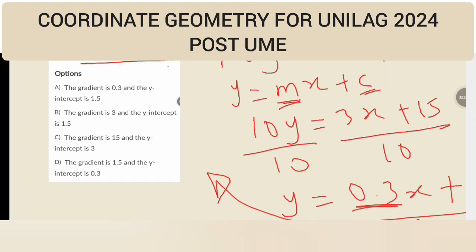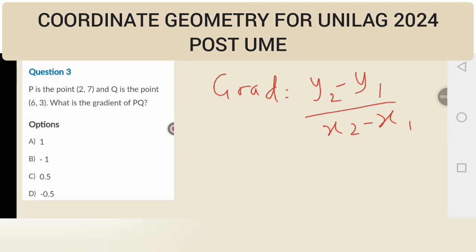So gradient is 0.3, intercept is 1.5. So this is it here. Gradient is 0.3 and the intercept is 1.5. So the answer is option A. Okay, so let's take the next one. So move right to the third question.